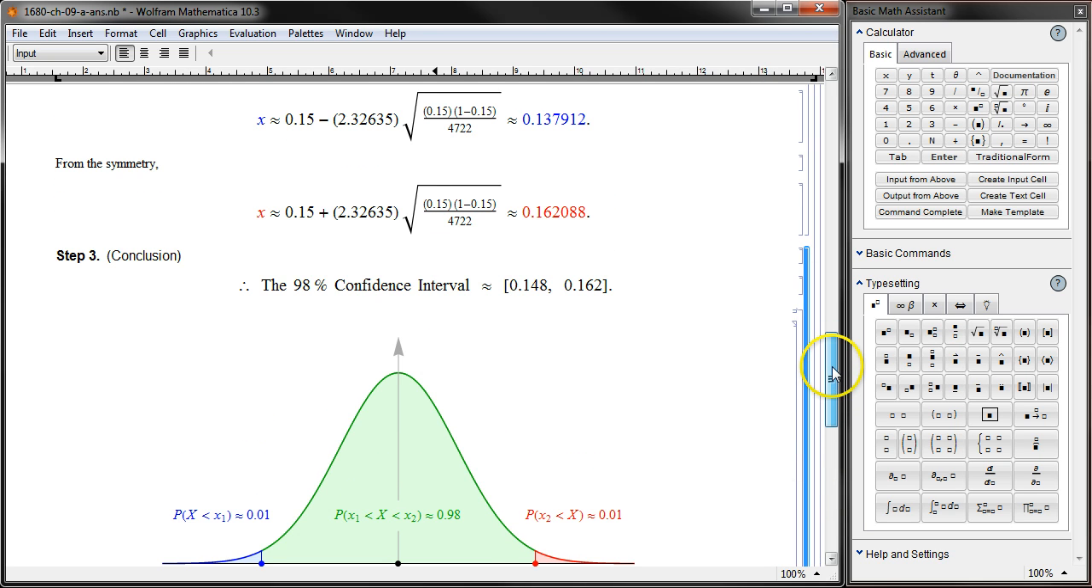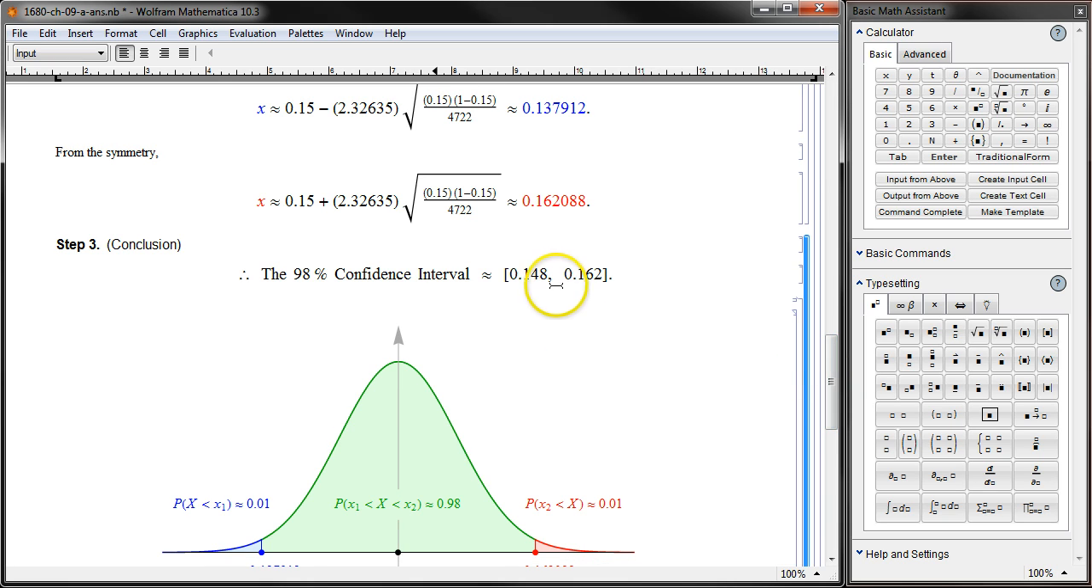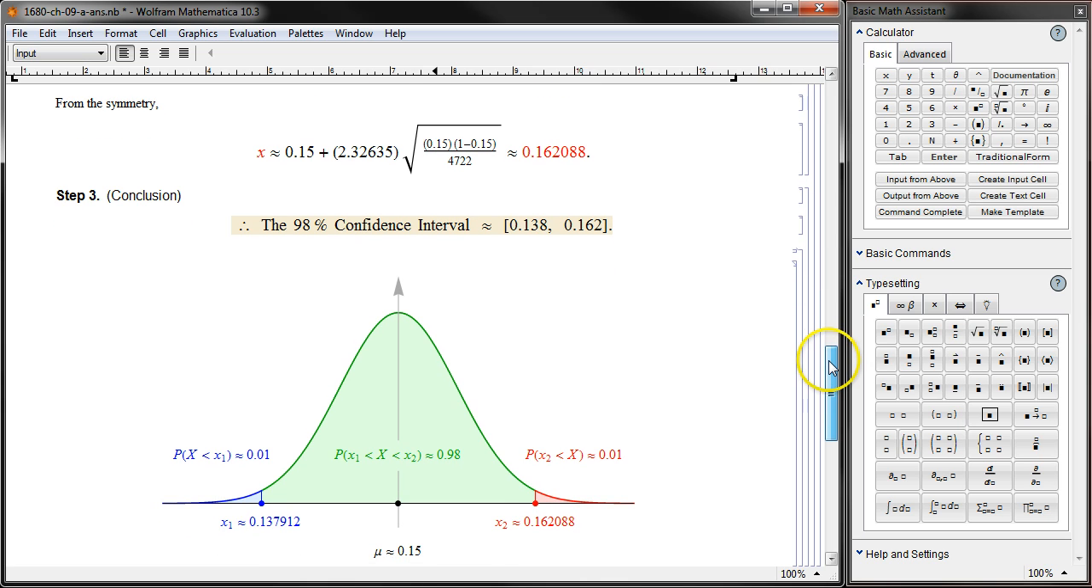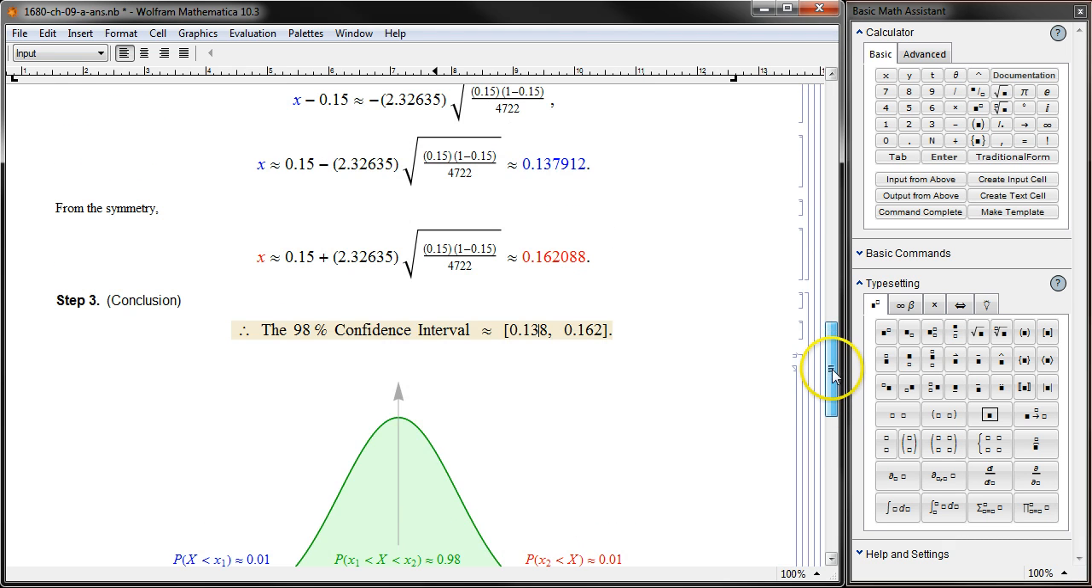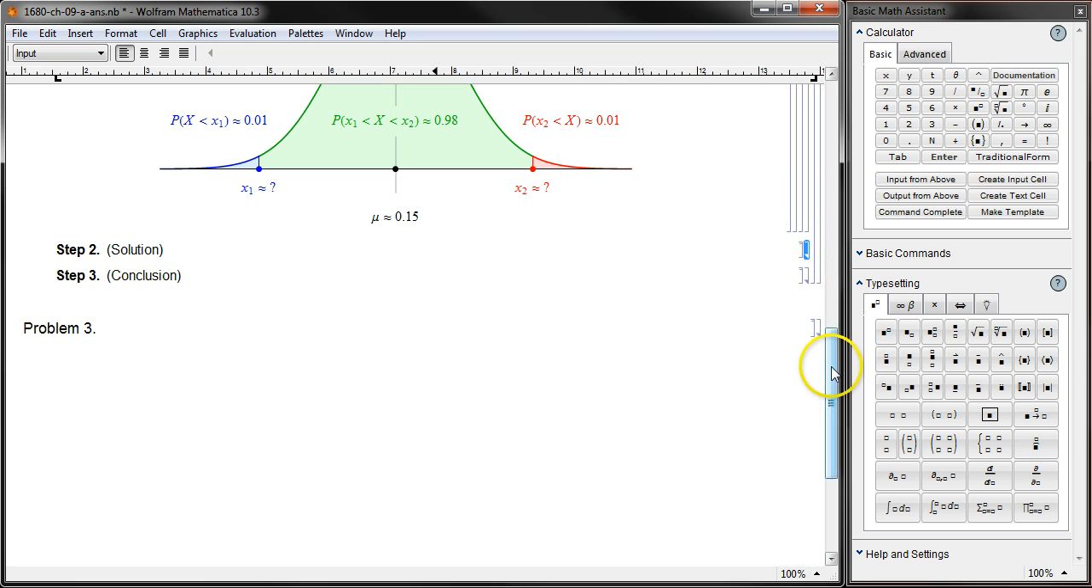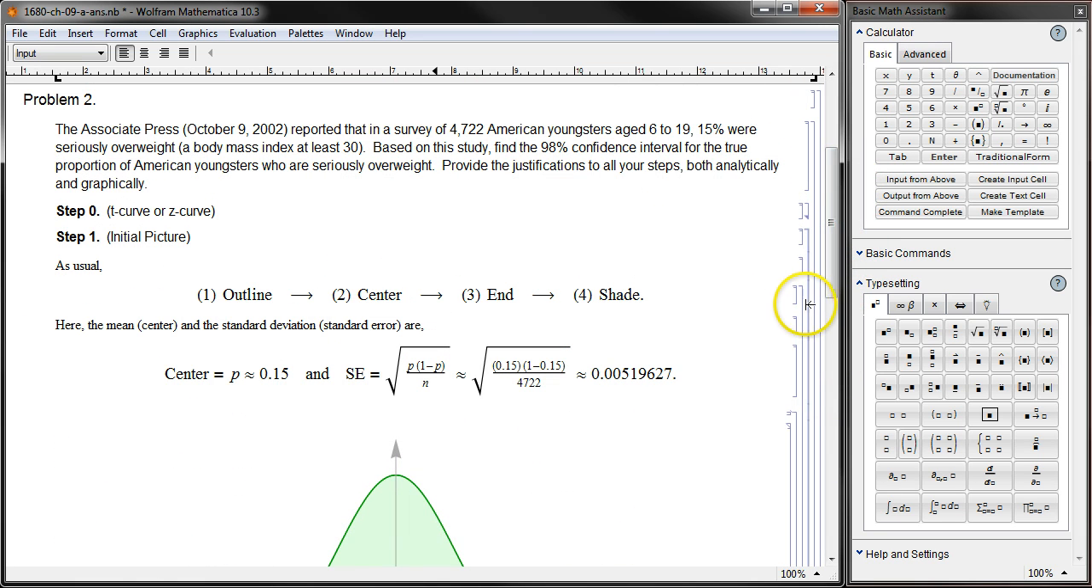The 98% confidence interval is, oh wait a minute, there's a typo. 0.138, not 148, sorry about that, and 0.162. So 13.8% to 16.2% if you prefer percentages. And that is the 98% confidence interval for the true proportion of American youngsters who are seriously overweight.